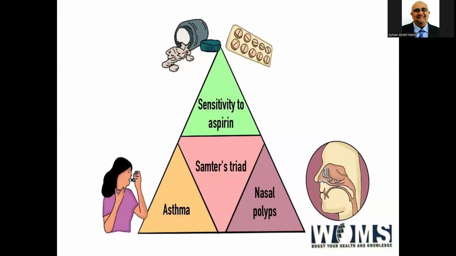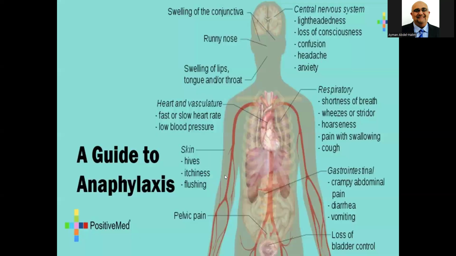Samter's triad, okay, basically is one of the immune effects of acetylsalicylic acid, which is a triad: sensitivity to aspirin, asthma, and nasal polyps. Also, NSAIDs can cause anaphylaxis, hives, respiratory distress, low blood pressure, and so forth, swelling of the lips and tongue.